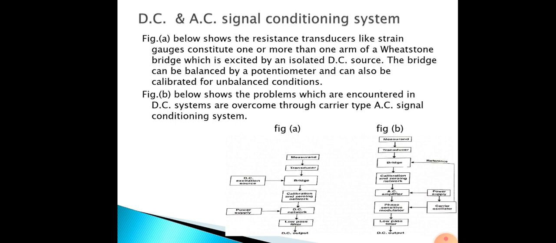Here you can see that the problems of the DC system are overcome through the carrier type AC signal conditioning system. So the first figure is your DC system. Whatever problem was coming, to overcome that problem, you can see in figure B we have overcome it by using the carrier oscillator, that is, from the bridge reference we will be taking. By this we will be overcoming it, you can see in the diagram.